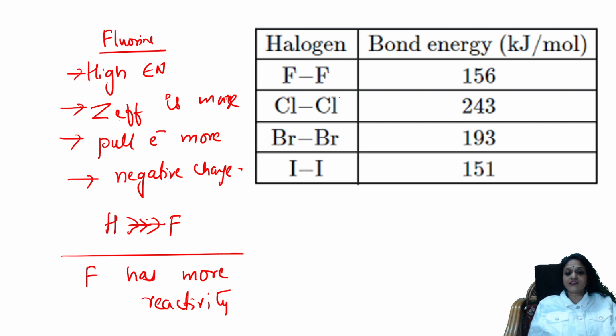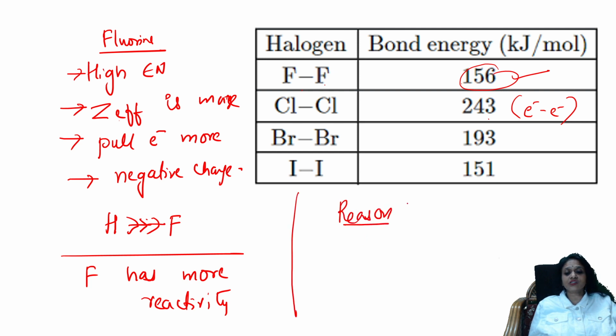So the assertion we have proved. Now for the reason, see here: the fluorine bond dissociation energy is 156 kilojoules. The highest is chlorine because of electron repulsions, then comes bromine, then fluorine, then iodine. So they said fluorine bond dissociation energy is less. Yes, it is, because the size is small. The reason is right. Why? What is the reason, students? Yes, fluorine bond dissociation energy is less. Why?